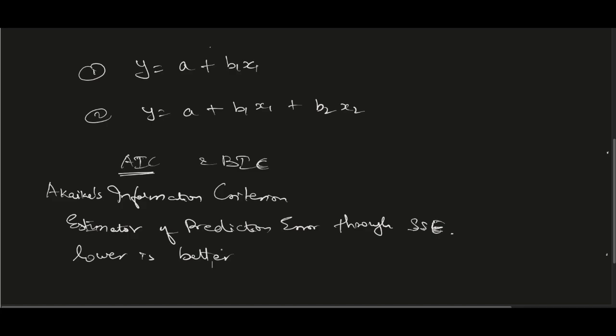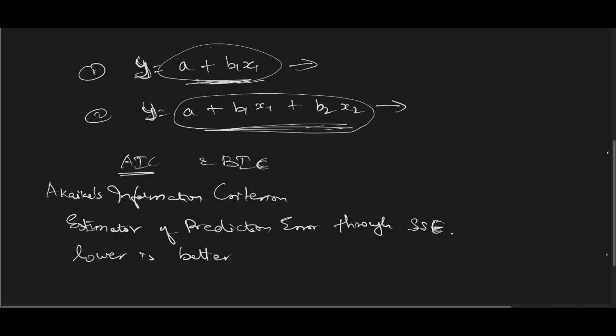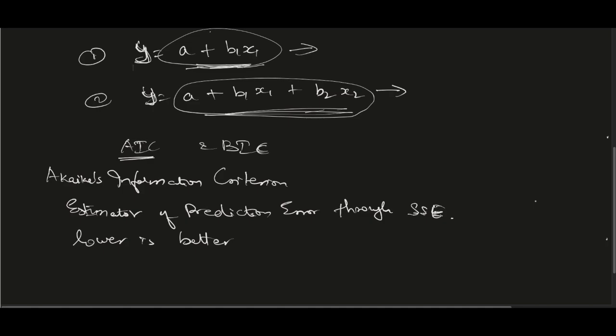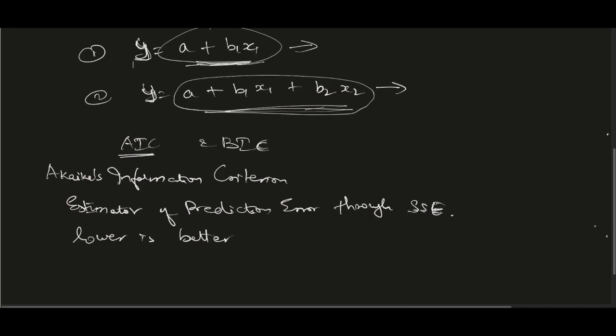Lower is better. So I will be calculating the AIC for the first model and the AIC for the second model. That means for the same dependent variable, I am calculating the competing models. Out of both the models, wherever the AIC is lower, I will be picking that one, right? So that's what AIC is. The goal of AIC is to have a better forecast. Wherever the error is lower, that will give you the better forecast.